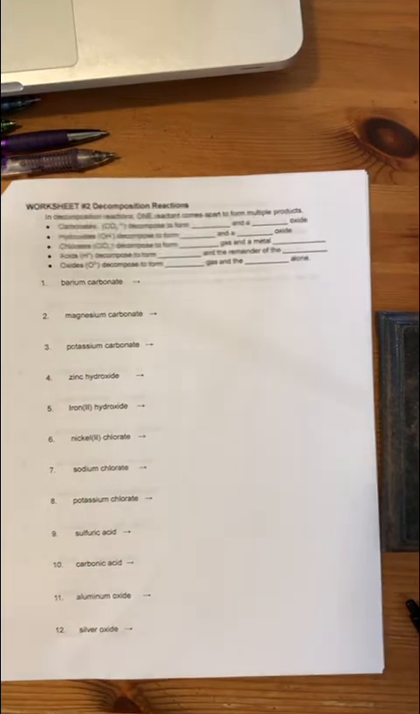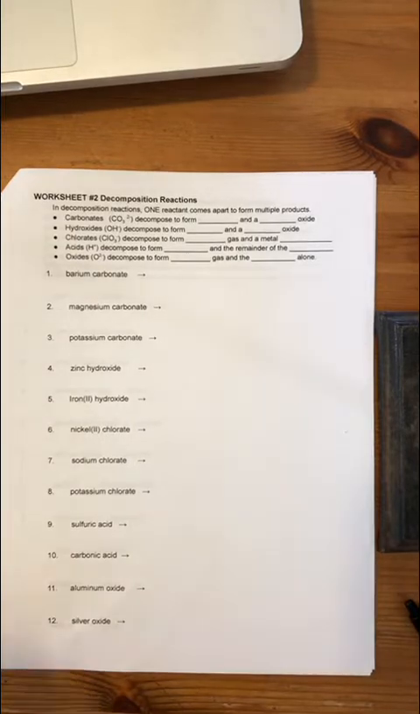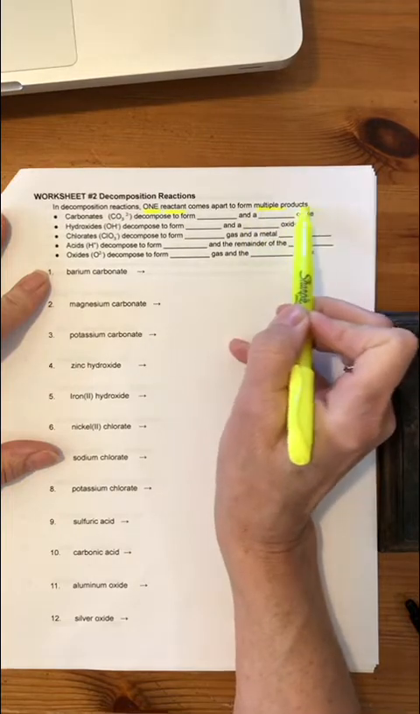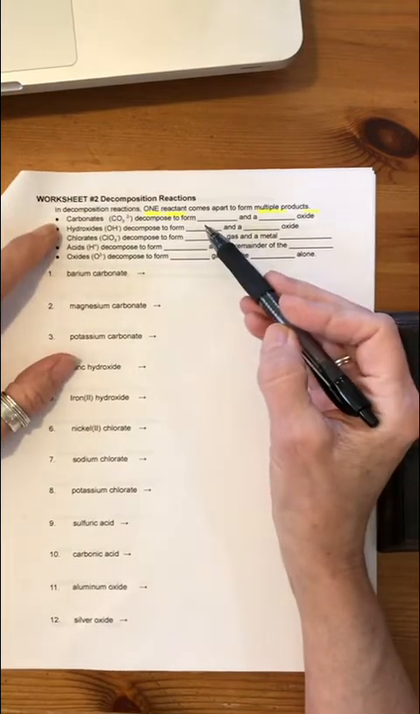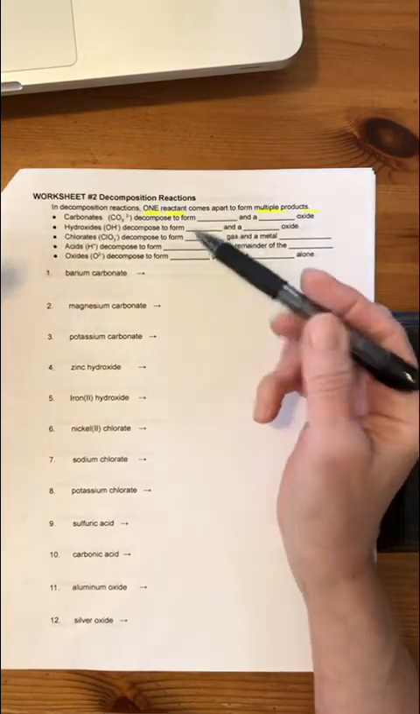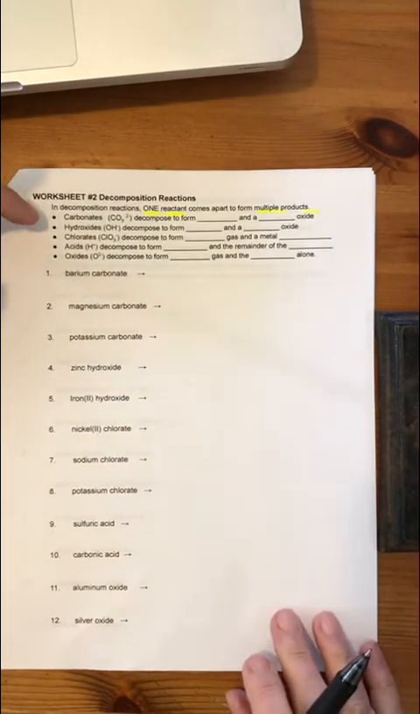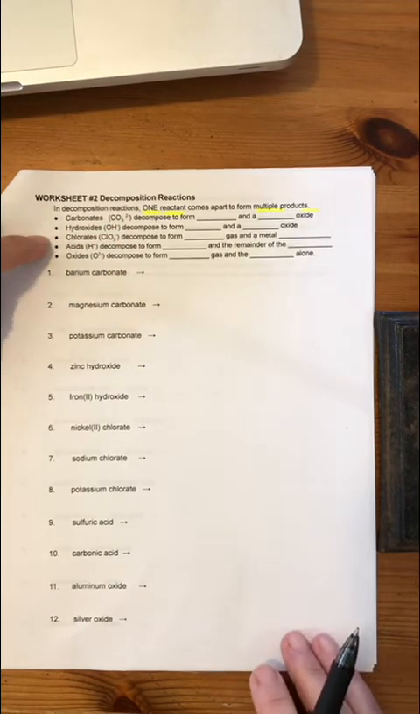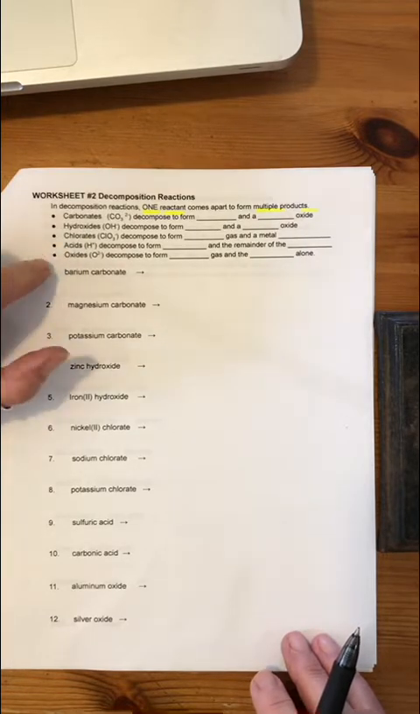So worksheet number 2 is about decomposition reactions, which we just went over the generic format for on the graphic organizer. In a decomposition reaction, again, one single reactant forms multiple products. There's lots of different compounds that decompose, and I'm going to go through kind of one of each of these to help you out.